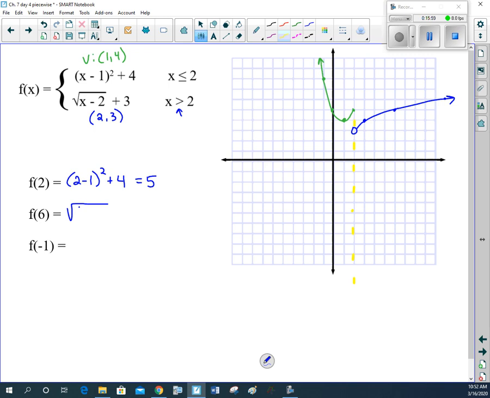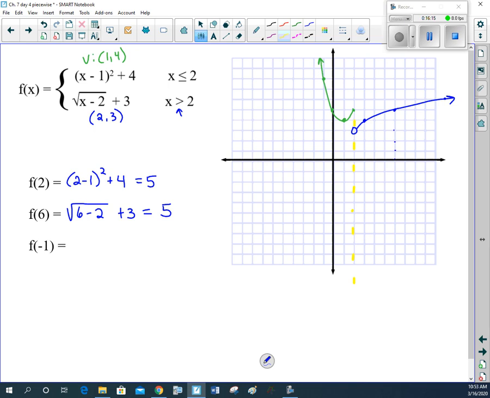Okay, the next one, 6 is greater than 2, so that's going to go in the bottom equation. So 6 minus 2 plus 3. Well, 6 minus 2 is 4. Square root of 4 is 2, and 2 plus 3 is 5. Well, we could count that out. 1, 2, 3, 4, 5, 6. 1, 2, 3, 4, 5.